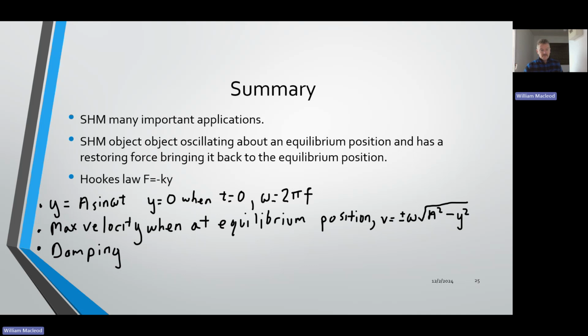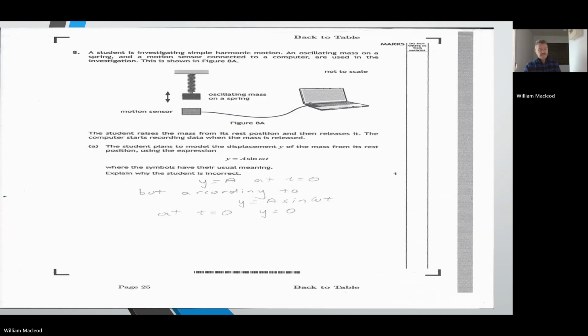So the maximum velocity happens when the object is at its equilibrium position, and we derived an equation for that. So the velocity would be v is equal to plus or minus the angular frequency times the square root of a squared minus y squared. And then we discussed briefly about damping, did we not?